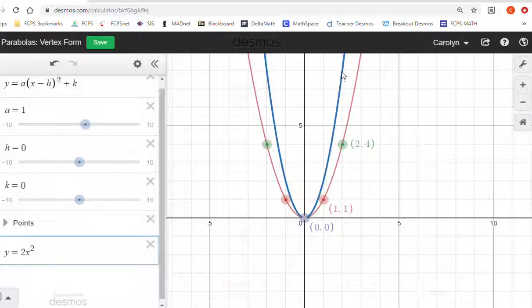The next one went here: 2, 8. Notice the symmetry. Okay? Notice that the y-axis goes right down the middle. Notice that the other point is just negative 1, 2, and negative 2, 8. Same distance from the center or the vertex. All right.